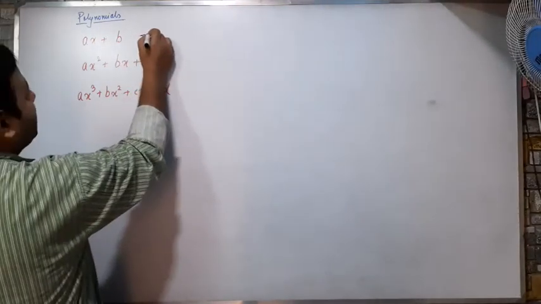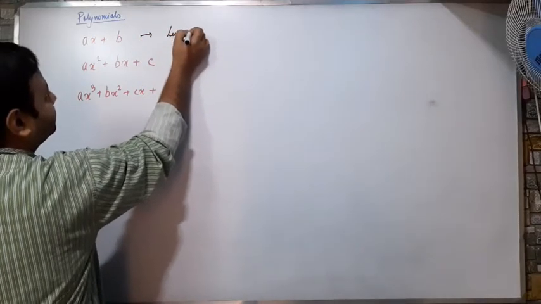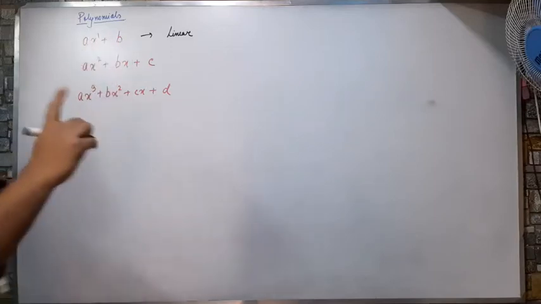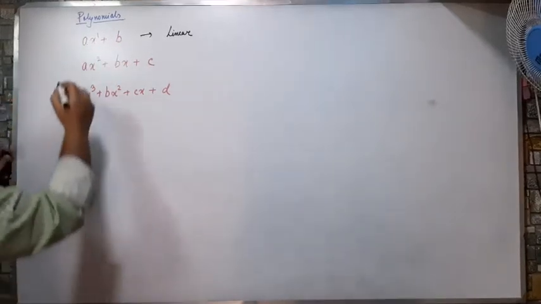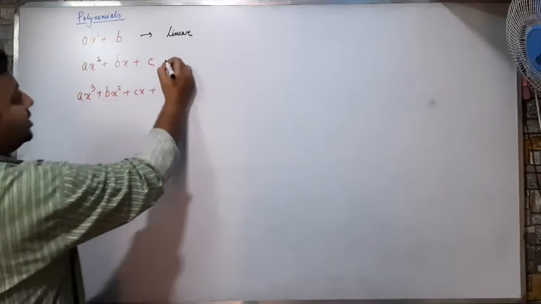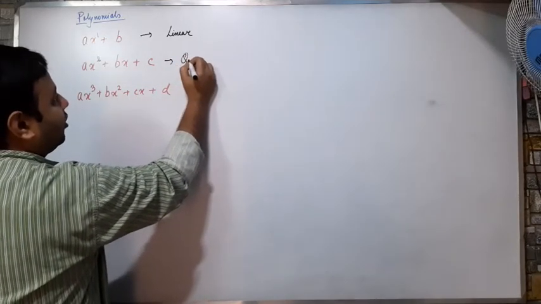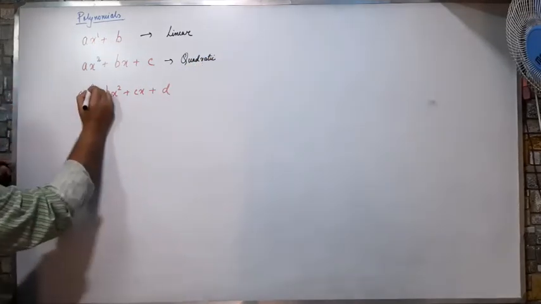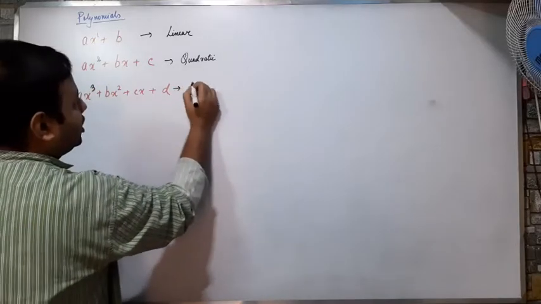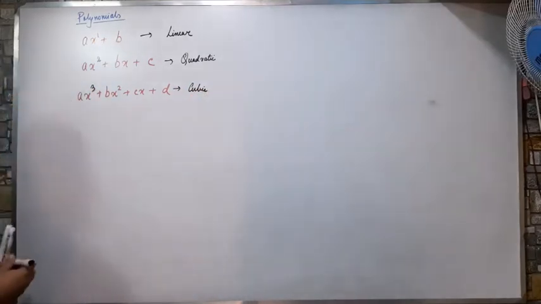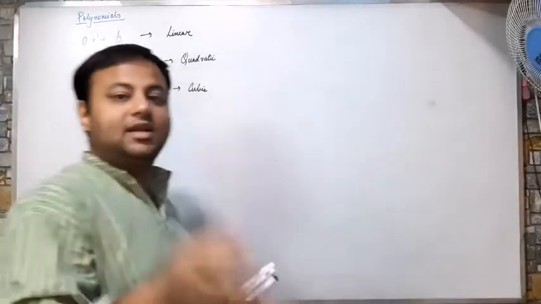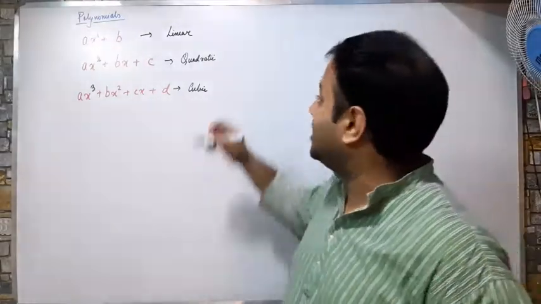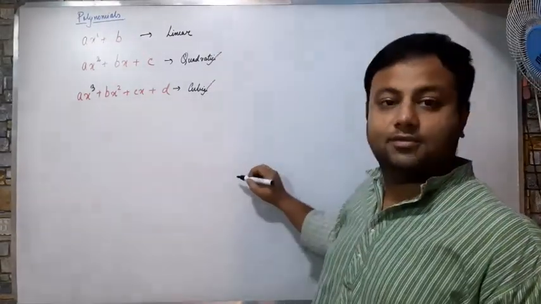This is a linear polynomial. Why linear? Because the power of x is maximum 1, so therefore linear. Here the power is 2, so it is called a quadratic polynomial. Here the power is 3, so it is known as a cubic polynomial. Then we have power 4, biquadratic, pentanomic, hexanomic, and it will go on and on. You have to consider only two types, that is the quadratic and the cubic polynomial.